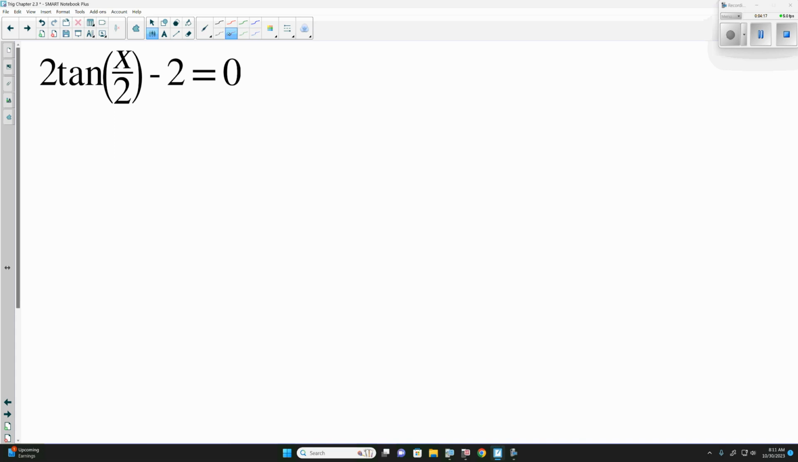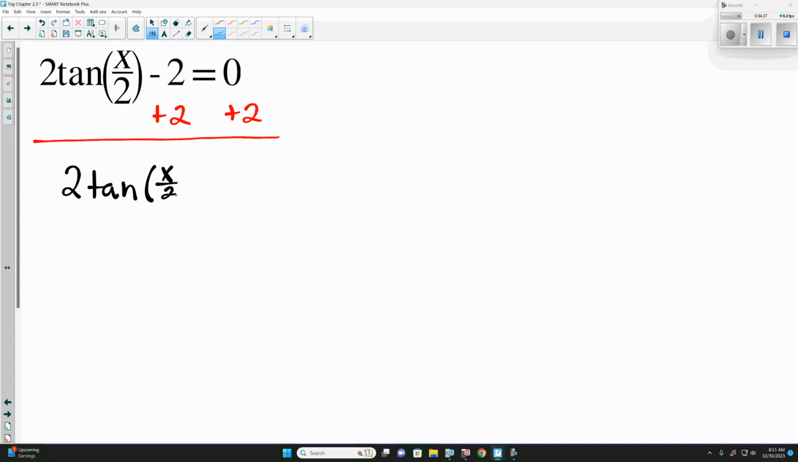So we'll look at one more of these here. And incidentally, we're still using tangent, but we do want to get it by itself. So we add 2 to both sides. Then we divide both sides by 2, telling us that tangent of x over 2 is equal to 1.